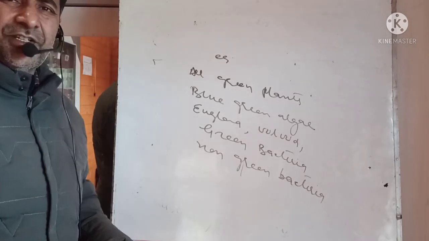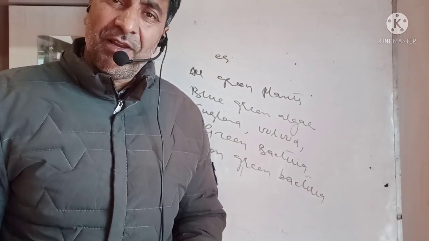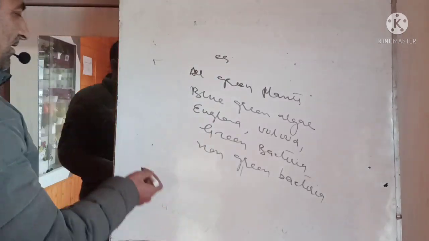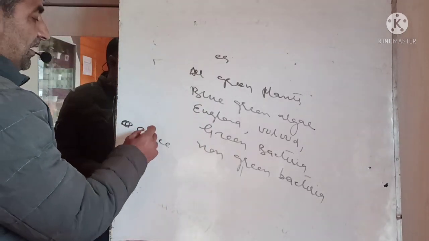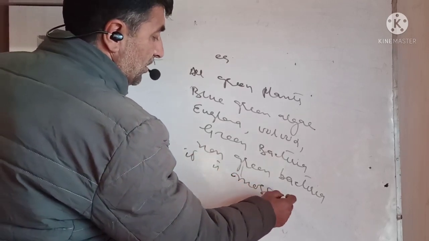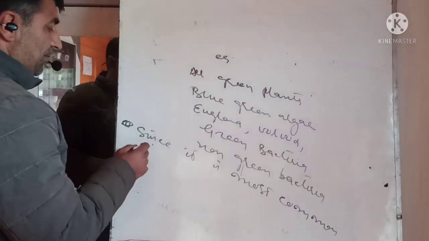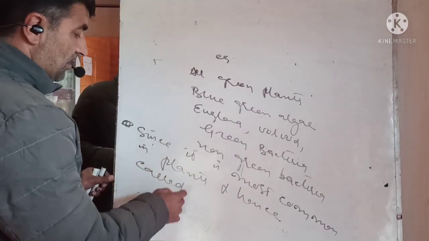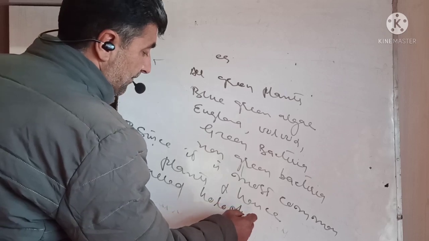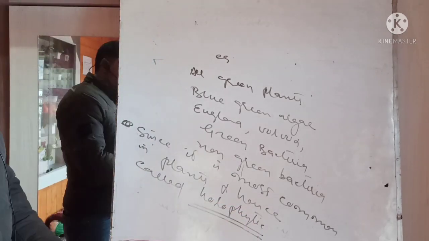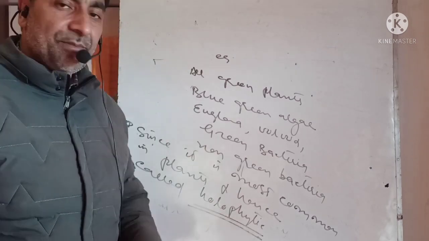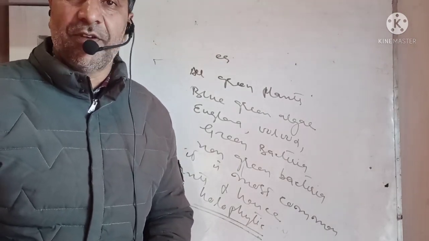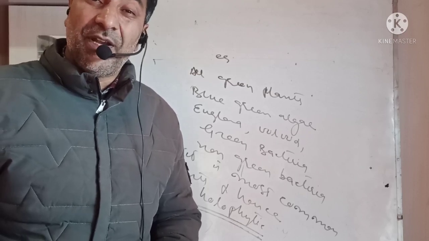Since autotrophic nutrition is most common in plants, this type of nutrition is also called holophytic nutrition. Holos means whole, phytic means plant. So all plants prepare their own food themselves. That is why autotrophic nutrition is also called holophytic nutrition.